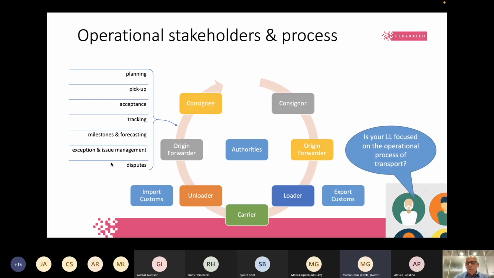We may initiate some tracking process, which may lead to updating milestones and forecasting. There will almost certainly be exceptions and issue management, and there may be disputes. So all of these things could also be part of the scope of your living lab. So it's good to understand whether or not any of this has a link to the work that you're doing or that your living lab is focusing on.